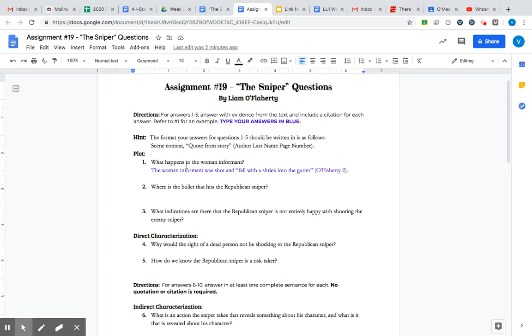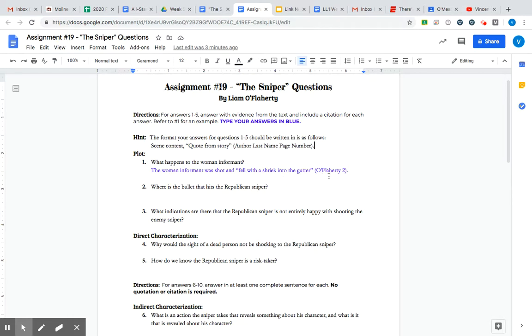Here's a sample just to get you started. What happens to the woman informant in the story? So our answer would be, the woman informant was shot, and this is a quote from the story. It's explaining what happened. She was shot and, in quotes, fell with a shriek into the gutter. This is what happened to her.